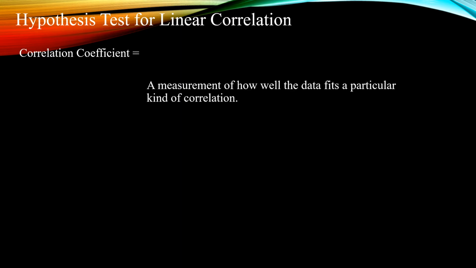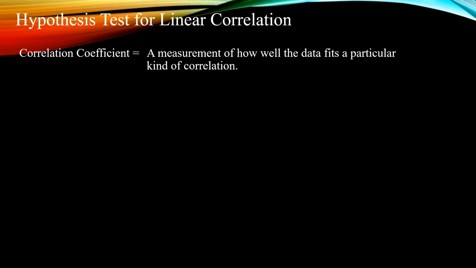So the formal hypothesis test for linear correlation would look something like this. First, we need to talk about how you measure correlation. How do you tell how well the x values match some kind of relationship with the y values? We use something called a correlation coefficient to measure this relationship. It's a measurement of how well the data fits a particular kind of correlation.